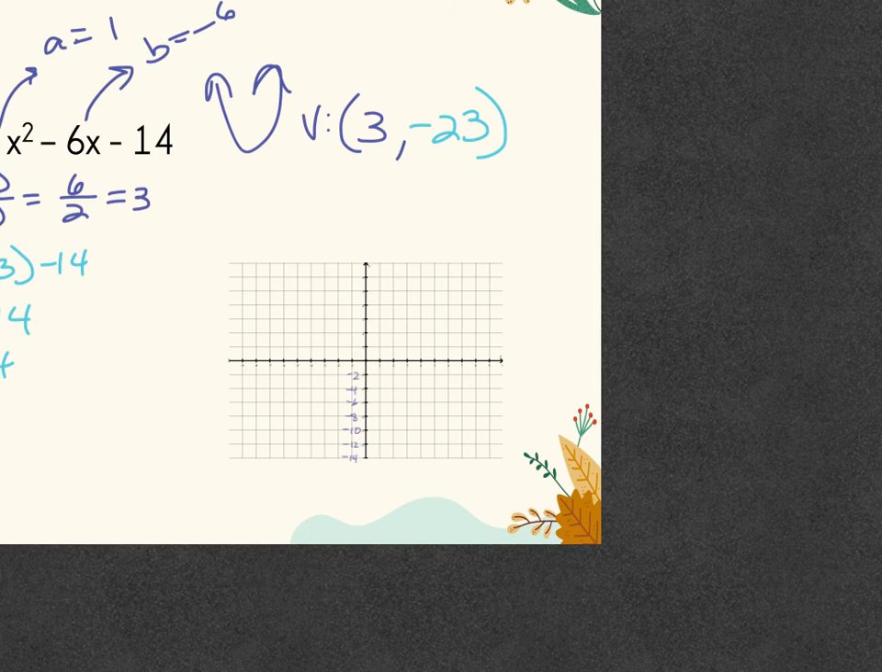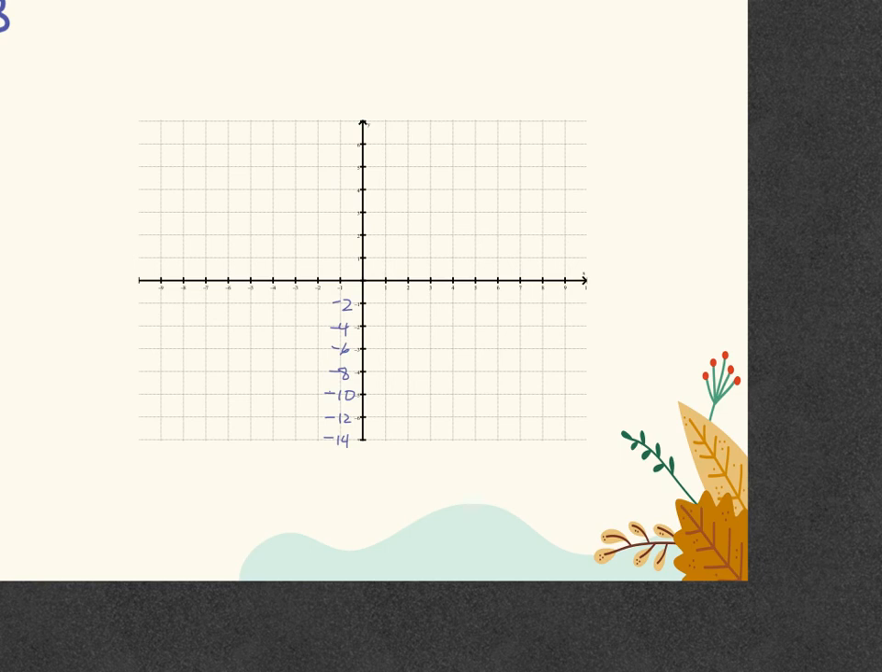Positive 3. So I can also go 3 and negative 2, 4, 6. Positive 3, negative 23. We're going to say like somewhere down here. And I'm going to plot it and label it because it's not on my actual graph. So you can go off the graph. Just make sure you plot and label it.